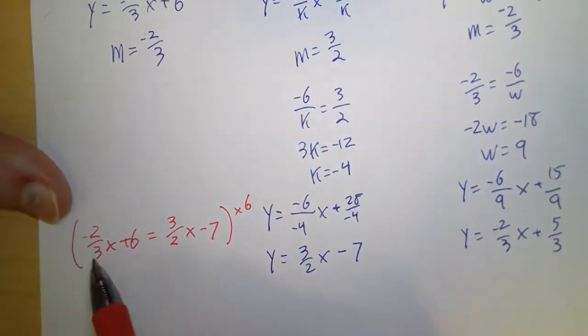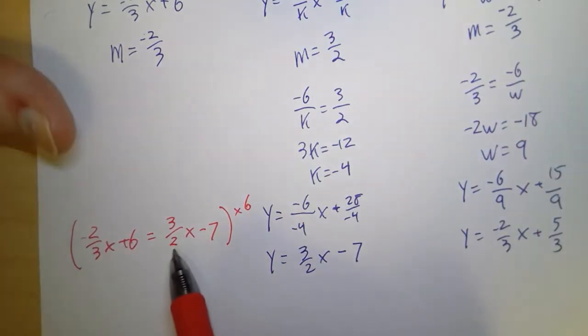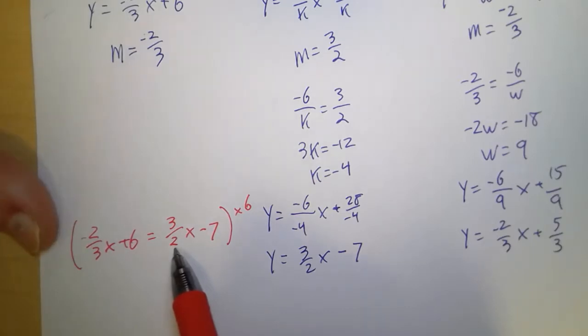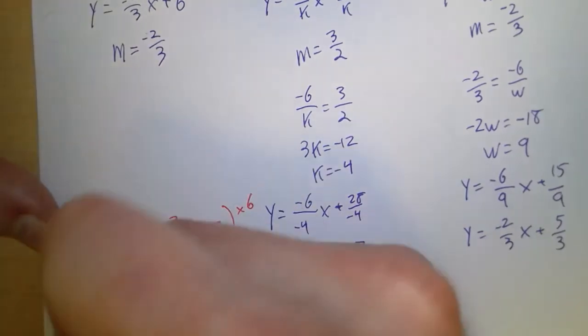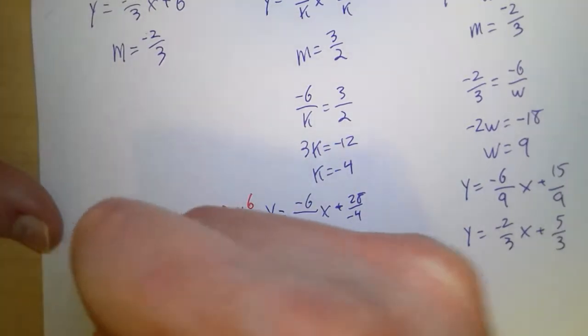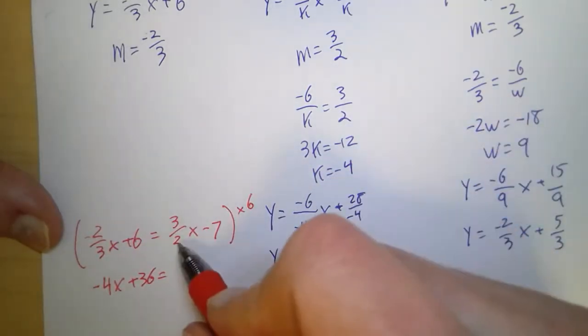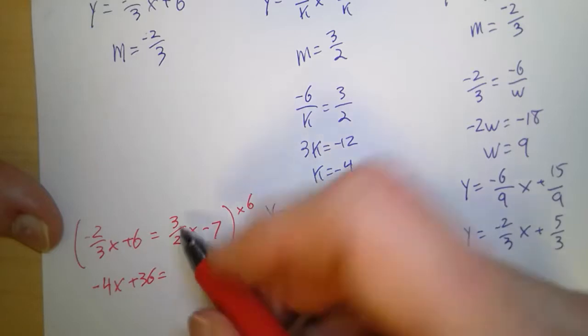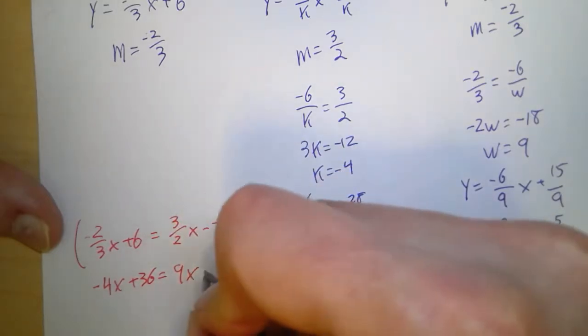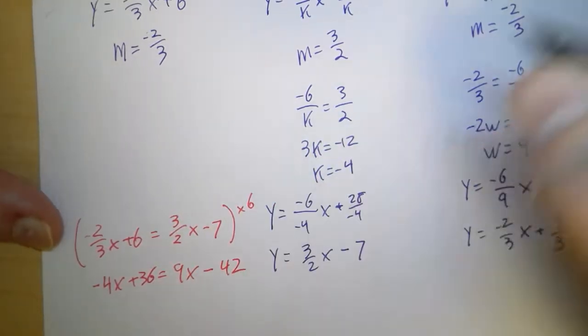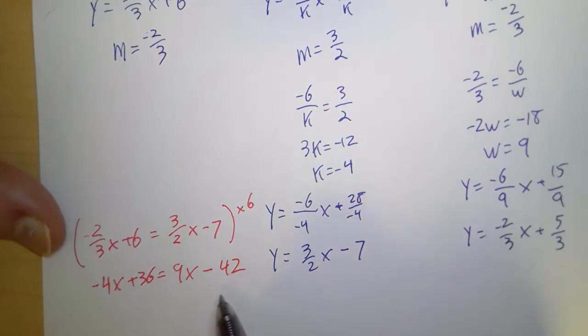Because that number will get rid of this denominator and it will get rid of this denominator. So when we do that, we're going to have negative 4x plus 36 equals 6 divided by 2 is 3, times 3 is 9, x minus 42. So now I have one equation with one variable.